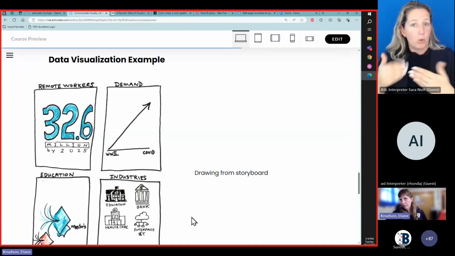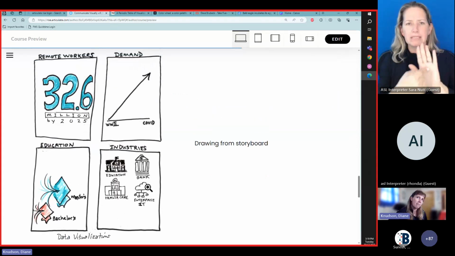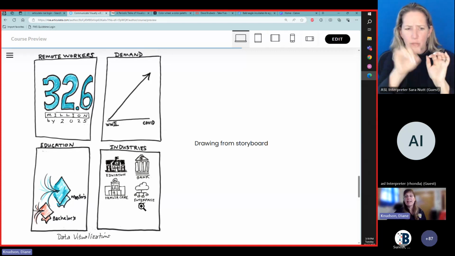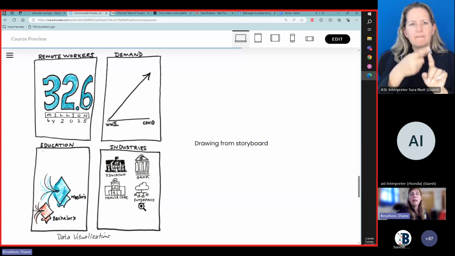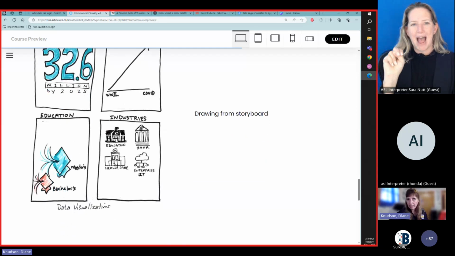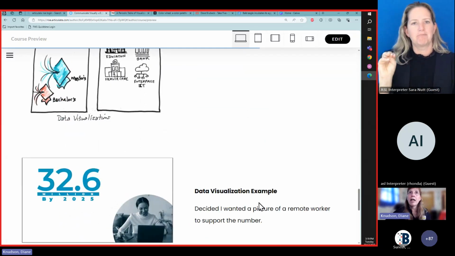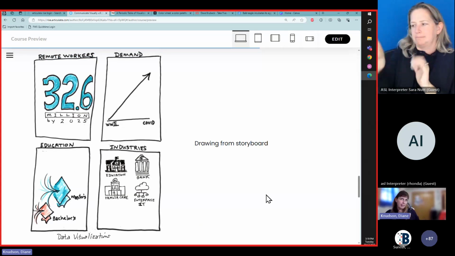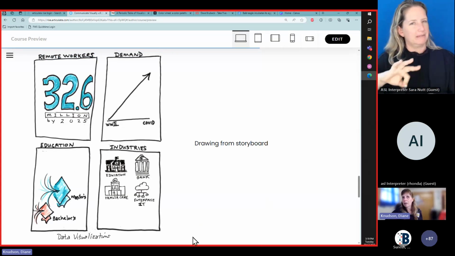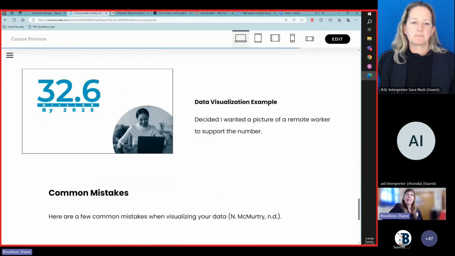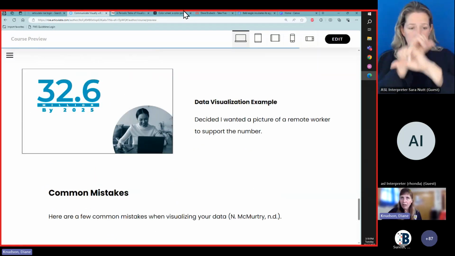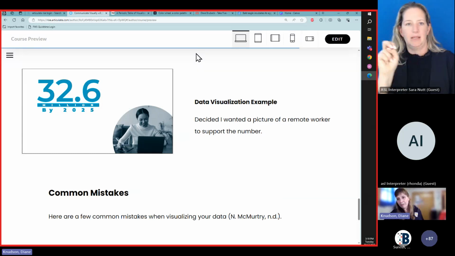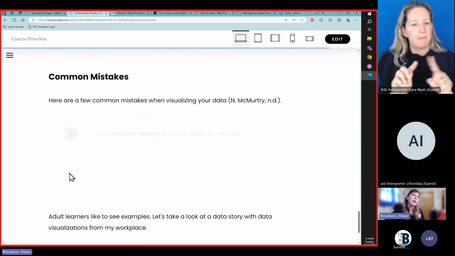And here's an example. I think I mentioned earlier, these little icons came from a site called thenounproject.com. It's a good place to get icons. You also have to credit. But here, I wanted to do 32.6 million just in text, the number of remote workers, and what I ended up settling on was adding a picture, because it didn't go with the rest of the presentation, basically.